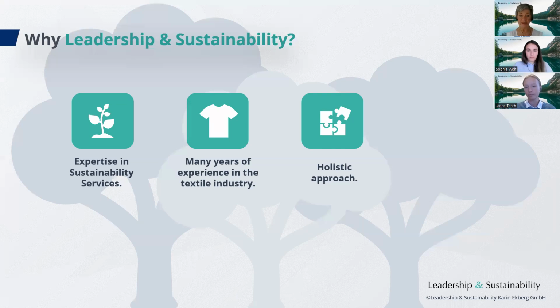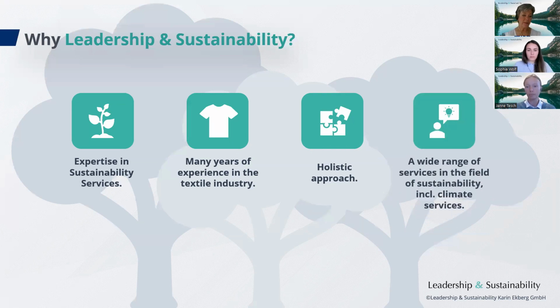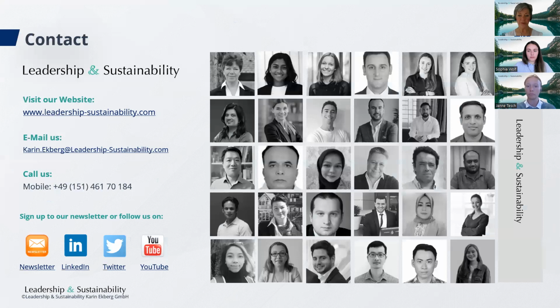So this is our holistic approach, and we have a wide range of services in the field of sustainability, including climate services, but as I mentioned also auditing services both for environment and for social. HIG-FEM was mentioned already in the questions. We have more than 25 HIG-FEM verifiers worldwide, and here you see some of our colleagues.